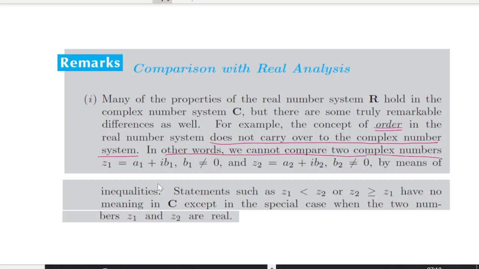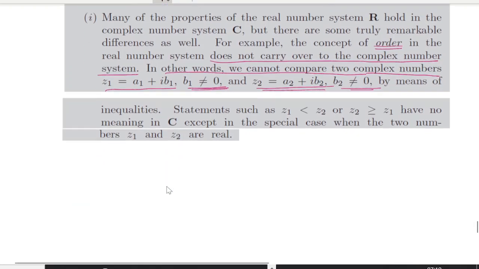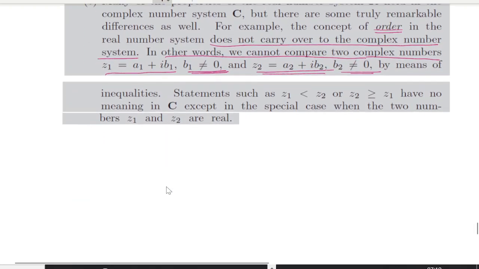two complex numbers z1 equal to a1 plus ib1, where, it is very important, b1 not equal to 0, and z2 equal to a2 plus ib2 where b2 not equal to 0. So we cannot take two complex numbers where one is bigger than the other. Such a concept cannot hold in the set of complex numbers unless the numbers we are taking are real numbers.